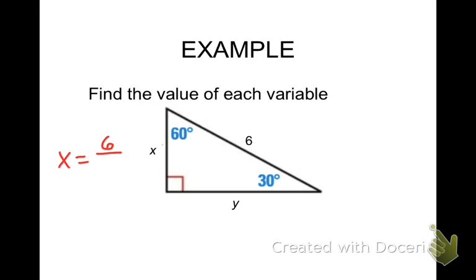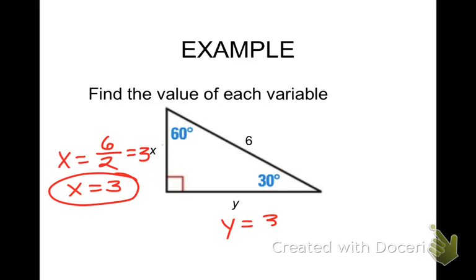Hypotenuse divided by 2, which would be 3. So x is equal to 3, which is now my short. So now how do we go from short to long? We multiply by the square root of 3. Good. So your short leg, which we said was 3, multiplied by the square root of 3. Okay. So they're all shortcuts, just being able to get to them very quickly.